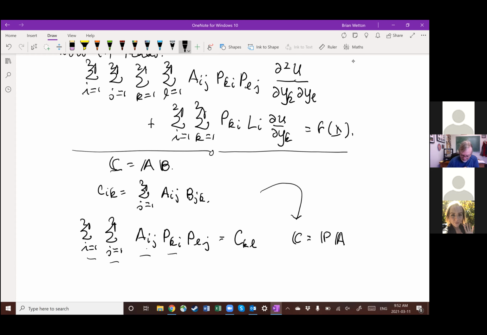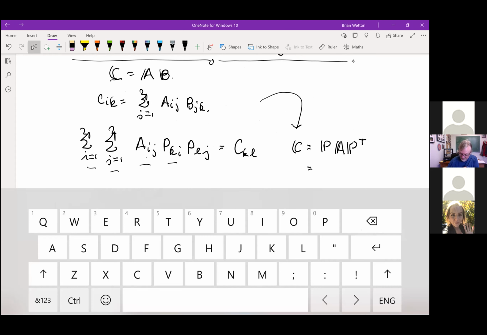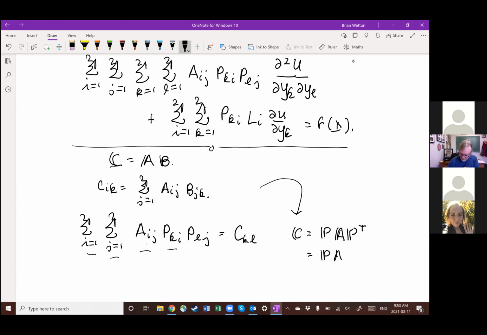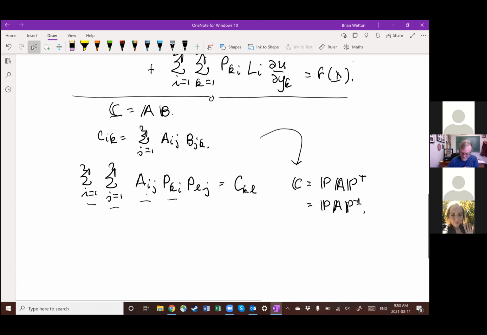But then you have a matrix with entries Kj, right? Multiplying something that looks like Lj, that's actually P transpose that you're multiplying by. It's got the entries swapped up. This is still our orthonormal matrix, so this is P A P inverse. Okay.